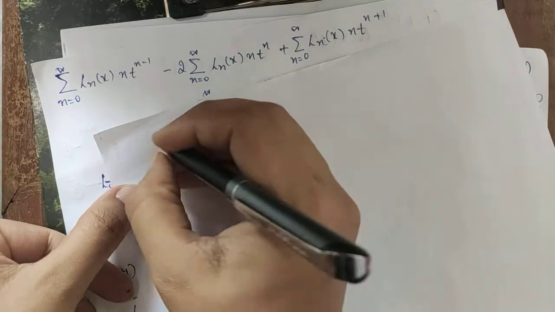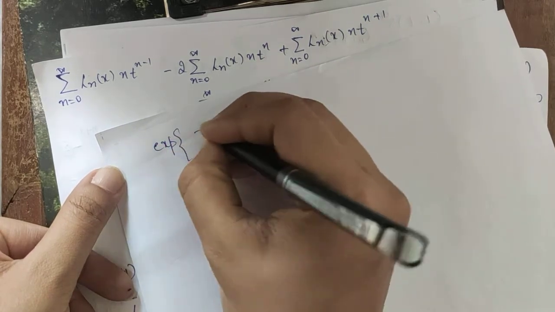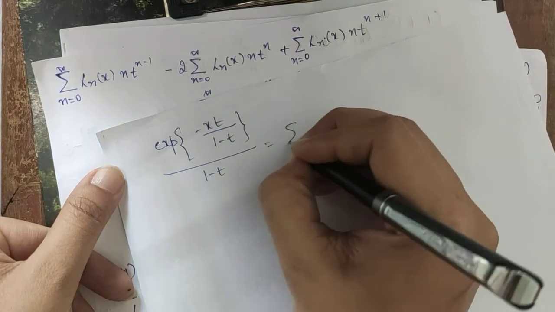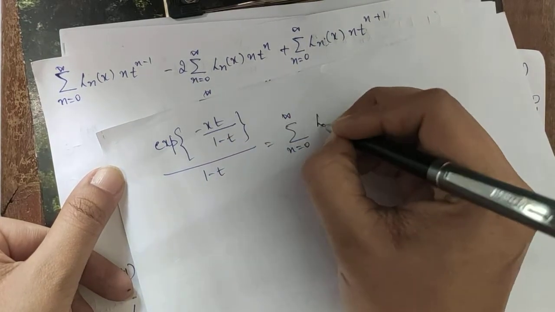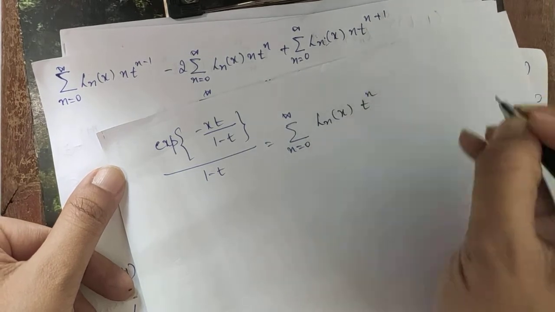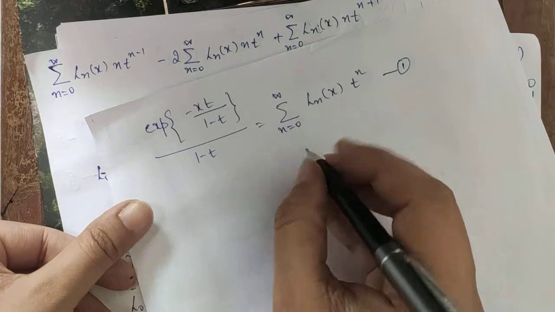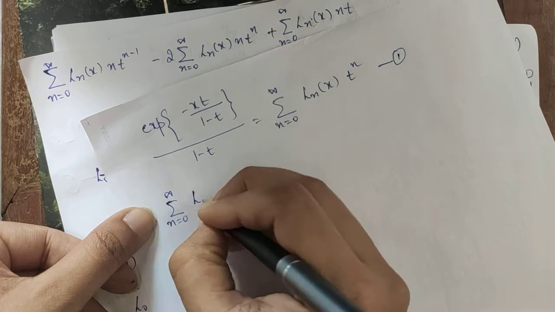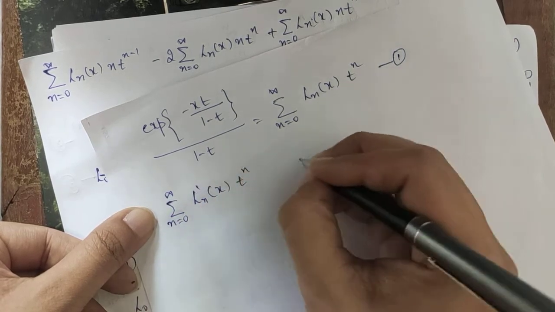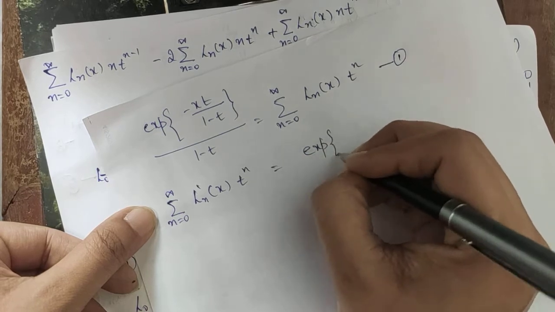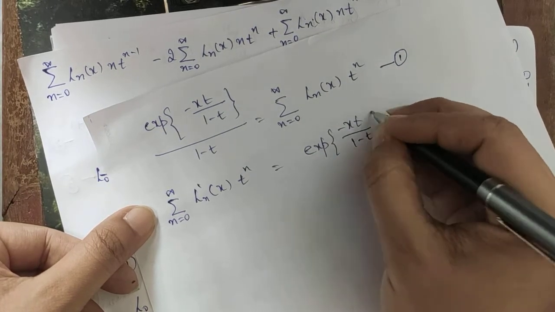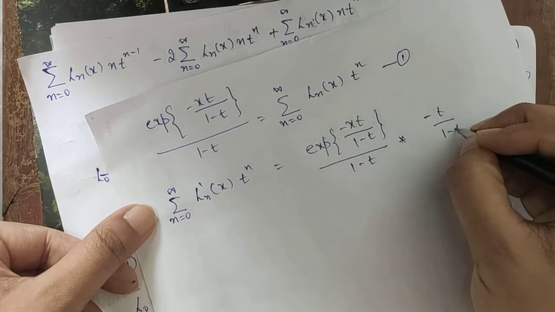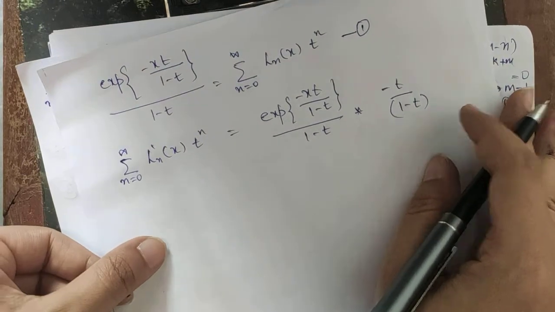Again, let's consider the generating function, that is exp(−xt/(1 − t)) divided by (1 − t) is equal to summation n equals 0 to infinity Ln(x) t^n. Call this equation number 1. Differentiate this with respect to x. You will get summation n equals 0 to infinity Ln'(x) t^n is equal to exp(−xt/(1 − t)) divided by (1 − t), into −t/(1 − t). Okay.